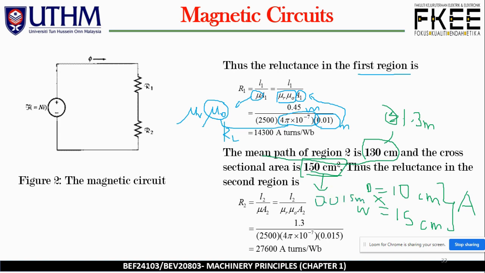Don't forget to convert into SI unit, 0.015 meter square. So into this equation, R2 equal to L2 over mu A2, expand again the equation, mu equal to mu R mu O. So mu R is given in the question, 2500, and mu O is a fixed constant, 4 pi multiplied by 10 to the power of minus 7, and L2 is the mean flux length we just calculated, 1.3 meter, and this is the cross-sectional area of the core, which is 0.015 meter square. Solving this, R2 gives you 27,600 ampere turns per Weber.